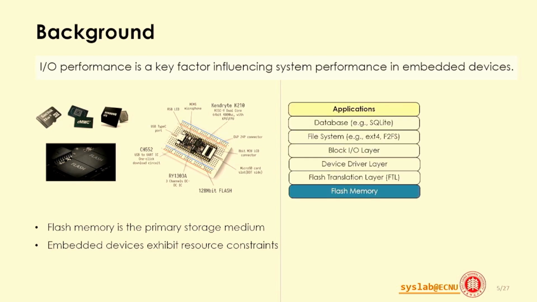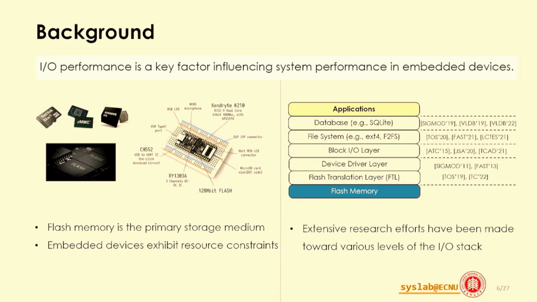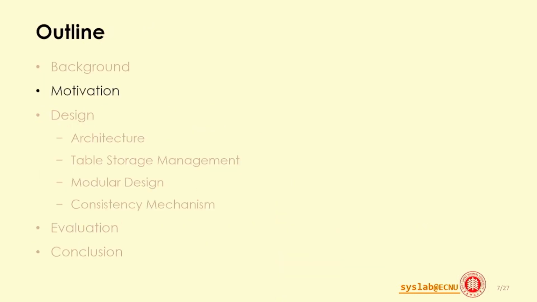Traditional host software has a complex multi-layer storage stack, which includes database, file system, block layer, FTL, and driver layer. Recently, research efforts have been made toward various levels of the I/O stack to improve the performance, and they often focus on optimizing the individual layer within the software stack. Now we perform a performance study to understand how databases utilize the underlying storage.